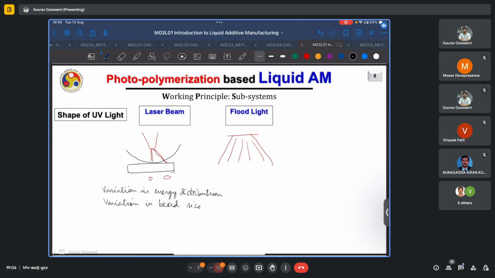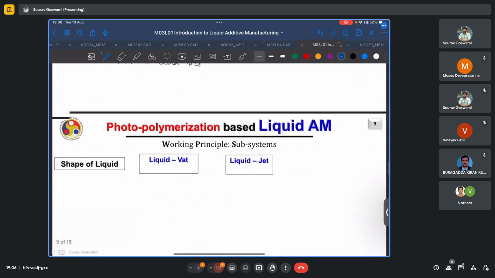Even anisotropy in properties may result from this. Whereas from the floodlight, it is expected that the properties and the build characteristics in the same layer will be uniform. Of course, we'll have to look out for diffraction based effects that we previously discussed.